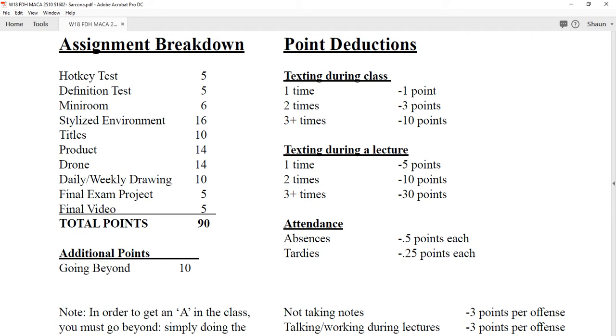Hotkey test and definition test, I would say those are easy too, as long as you study for them. They're not next week. They're like a month and a half from now. So as long as you study for them and you use the hotkeys and you look at the definitions, you should have no reason to not get full points on those.